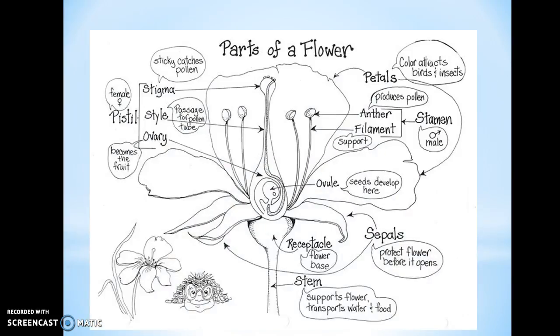So today we are going to be learning about the different parts of a flower, and then we're also going to talk about how flowers can reproduce both sexually and asexually. So go ahead and take a second, pause this video, fill in your diagram, and then when you finish, you can unpause and hit play, and we'll continue talking about the different parts of a flower.